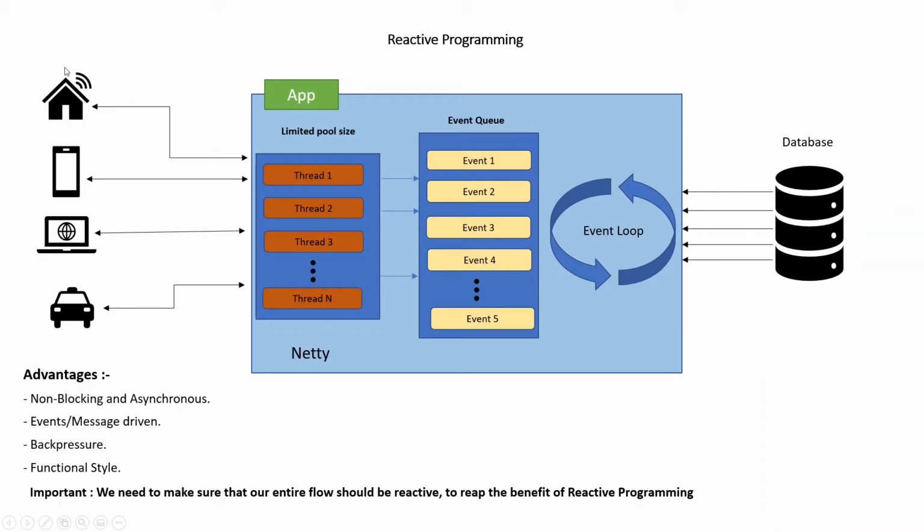So for example, the first request was from a smart home. It can immediately go back and take the next request, say from a mobile client or a laptop user. Okay, so it is not at all blocked, it is continuously moving.